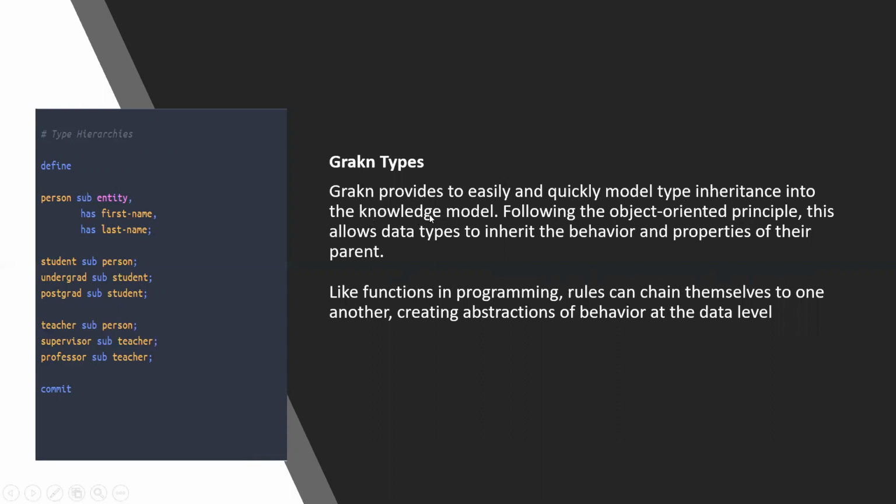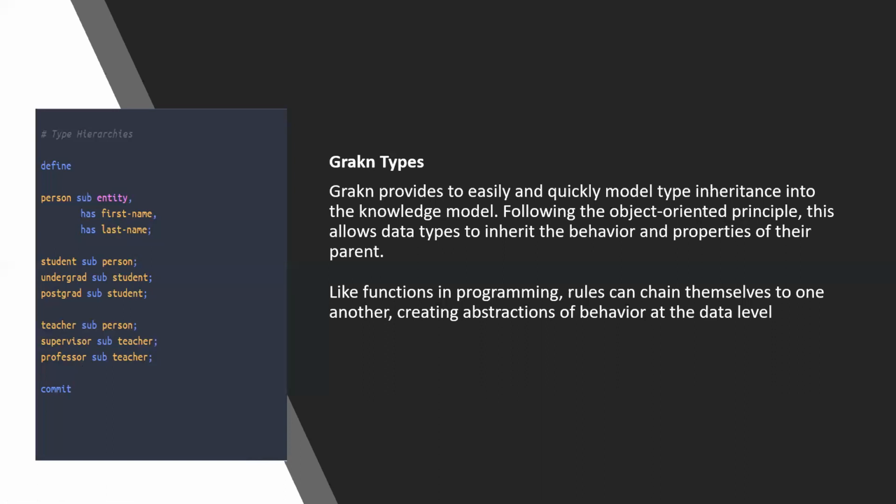So Grakn types provide an easy and quick way to model type inheritance into a knowledge model. This is the principle it has. This allows data types to inherit the behavior and properties of their parent. So here, if you look at this, these things are being inherited by student, and student things are inherited by undergrad and postgrad, and here teacher is inherited by supervisor and professor. This is how the relations and types are inherited from parent to child.